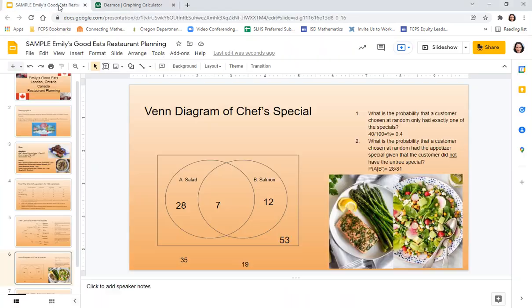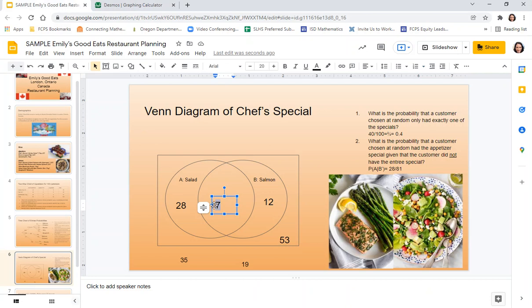Now things start to fall into place. If I know that 7 customers are getting both, I'm going to put that number there in the middle. 35 got salad altogether. So of those 35, 7 are in the middle, and that means 28 just got salad. 19 customers got salmon. 7 of them are already here in the middle. They got salmon and salad, so that leaves 12 that just had the salmon.